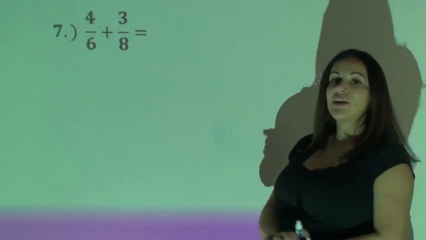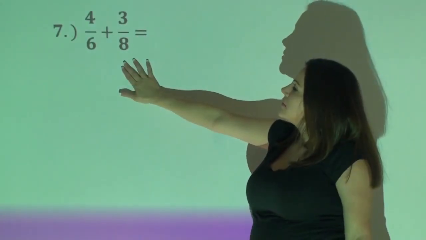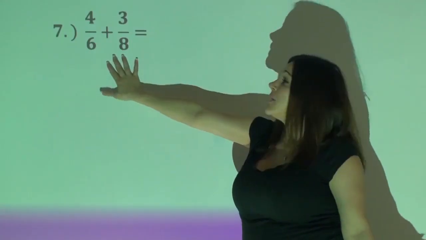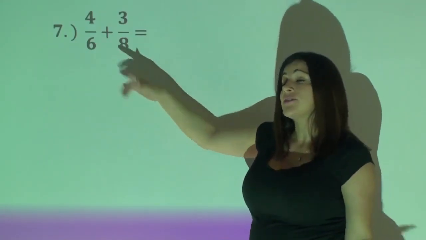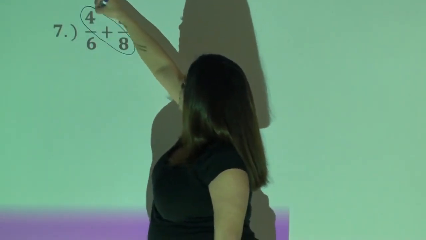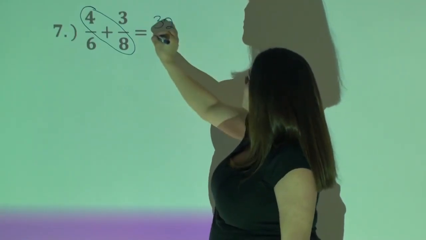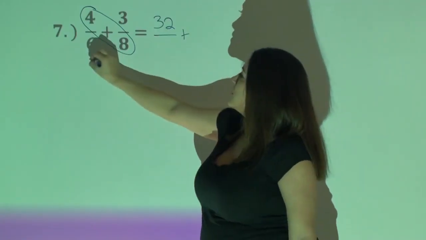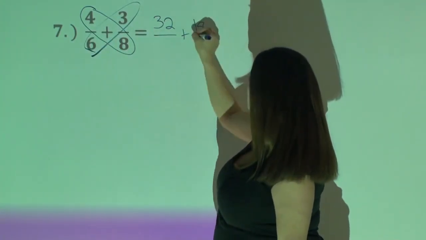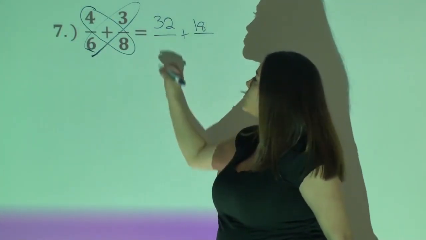Okay, so let's go ahead and look at question number 7. Here we're going to be adding 4/6 plus 3/8. So if you notice here, we've got 6 and 8 in the denominator, so we need to find a common denominator before we can even add these fractions. So we're going to do 4 times 8. That's going to give us 32, plus 6 times 3 is 18. And those are going to both go over 6 times 8, so multiply the denominators, which is 48.